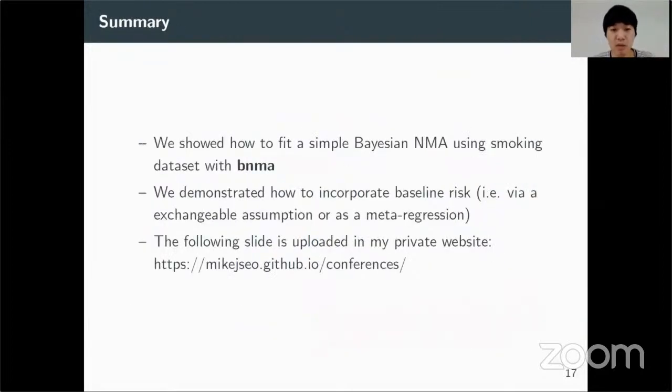To summarize, we quickly showed how to fit a simple Bayesian NMA using the smoking dataset with the BNMA package. We demonstrated how to incorporate baseline risk via an exchangeable assumption or a meta-regression.